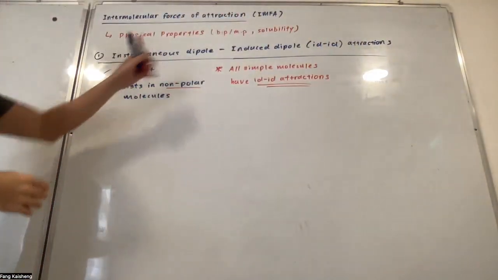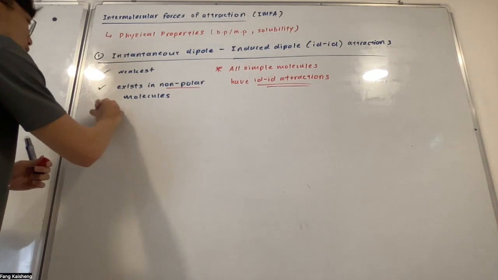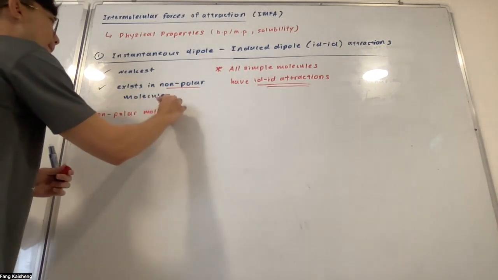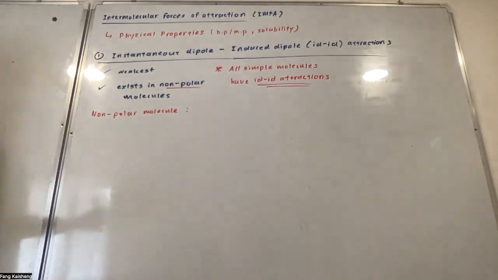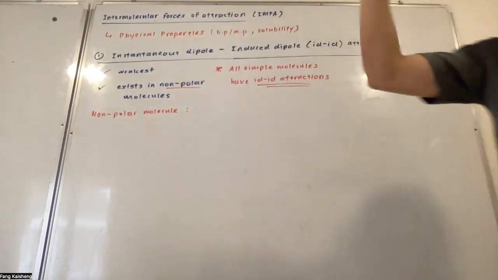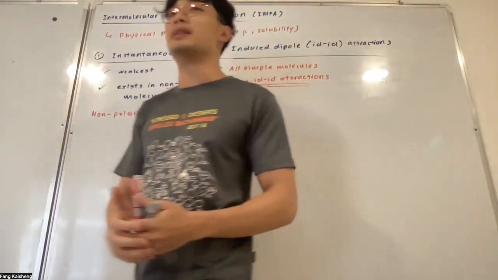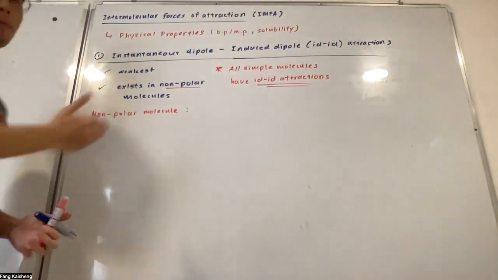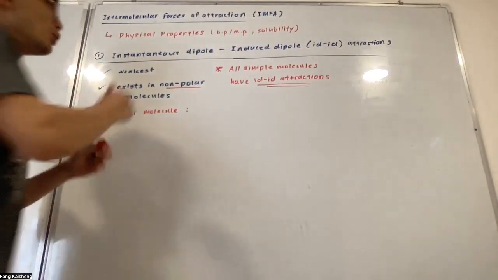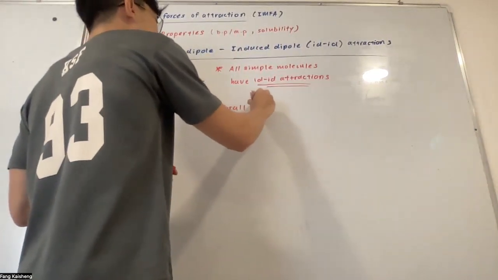So what does it mean by ID-ID attractions? Okay, first of all, guys, what is a non-polar molecule? Can you all remember what it means? What does it mean to be a non-polar molecule? Okay, so we talked about the idea of electronegativity last lesson, dipole moments the last lesson. So if you have a non-polar molecule, is there an overall dipole? No. So there is no overall dipole, possibly due to a couple of reasons.